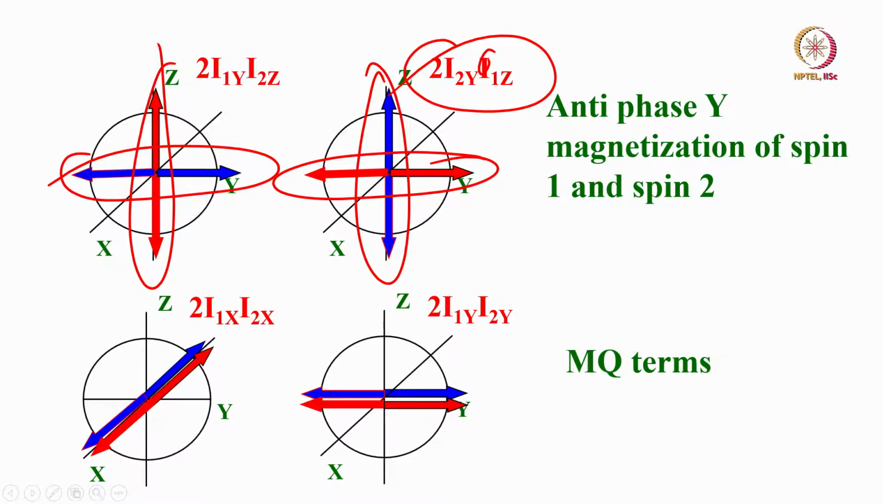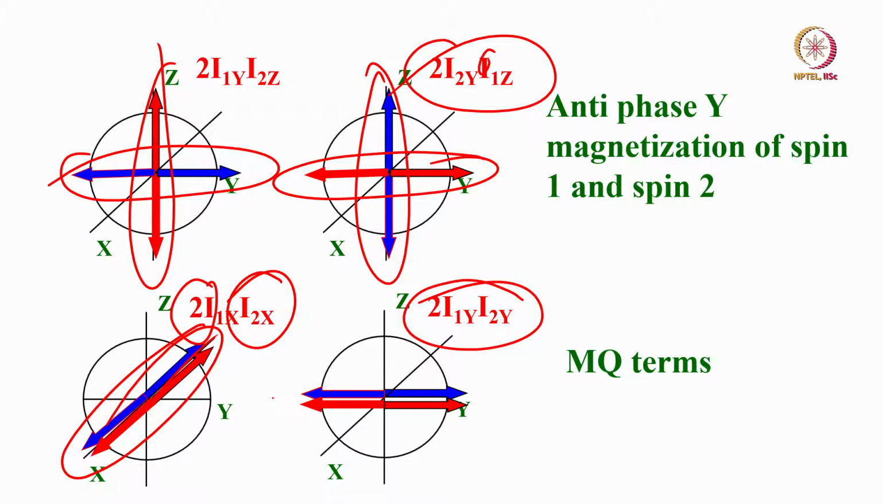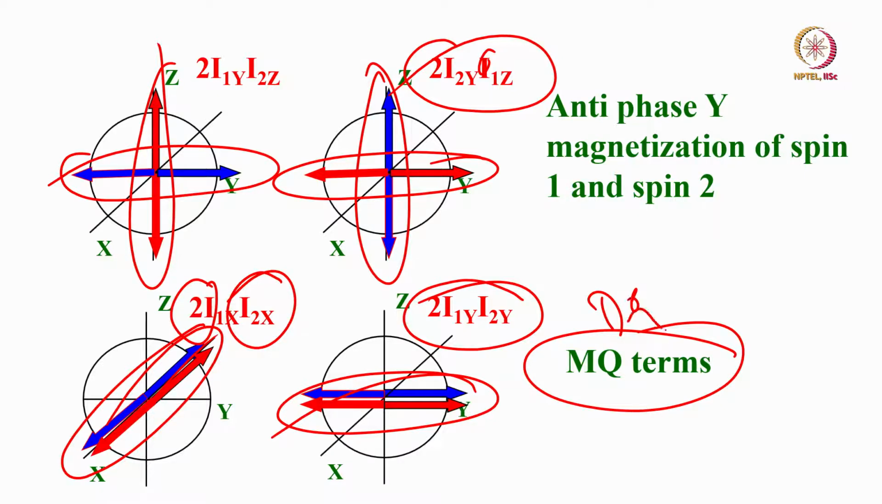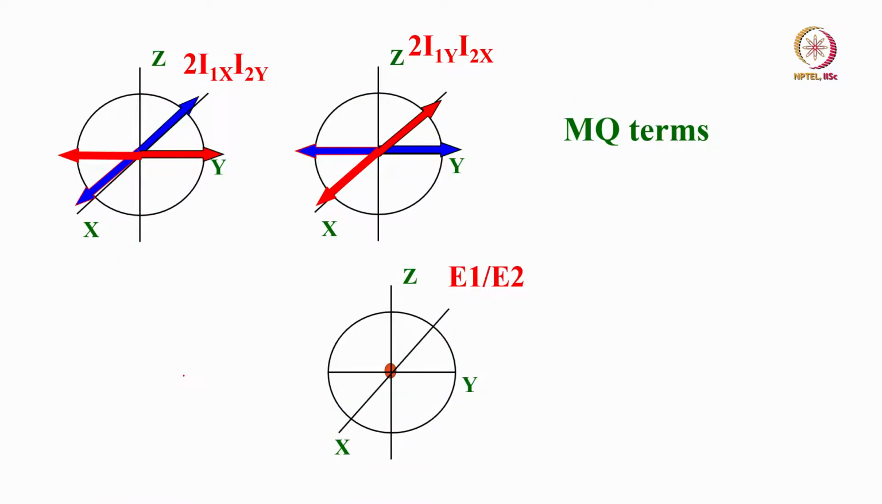And here 2 I1x I2x: both x components of both spin 1 and spin 2 are antiphase. Please understand, x components of both spin 1 and spin 2 are antiphase, that is 2 I1x I2x. Similarly, 2 I1y I2y, for spin 1 and spin 2, both the y components are antiphase like this. These are called multiple quantum terms, or in our case a DQ term, double quantum term, because both these spins are either along the y axis or x axis, antiphase with each other.